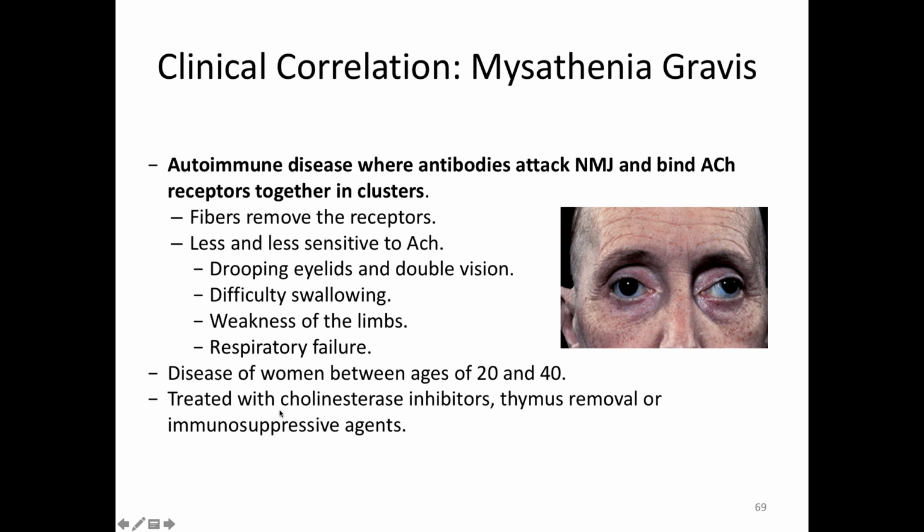You can also use cholinesterase inhibitors, which increases the amount of leftover acetylcholine in the synaptic cleft, in combination with immunosuppressive agents, which prevent your white blood cells from making antibodies to attack the acetylcholine receptors. So cholinesterase inhibitors plus immunosuppressive agents can significantly slow down this disease. And that concludes the muscular system.